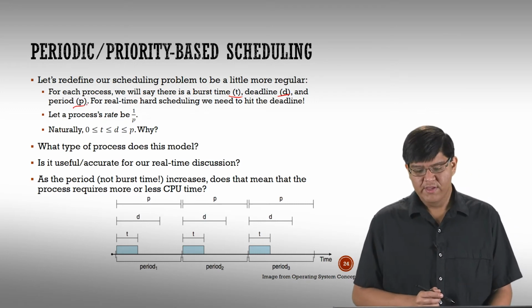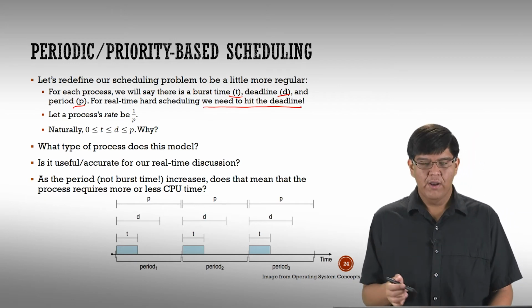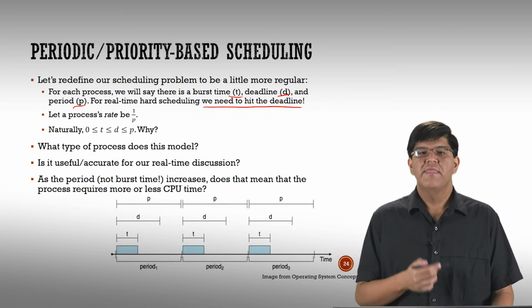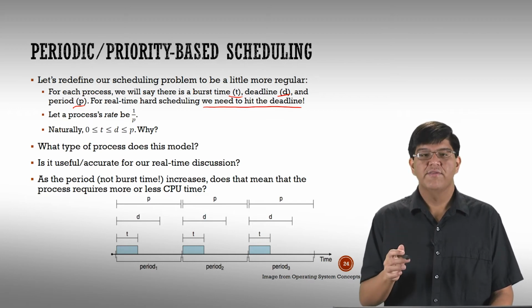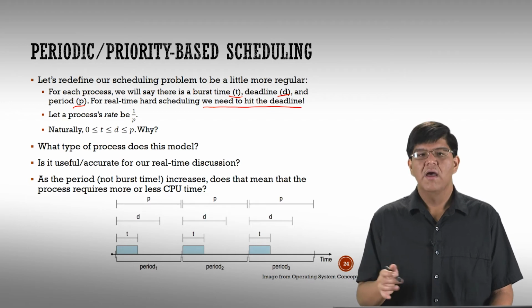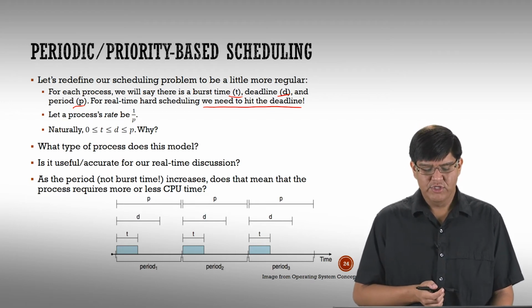Now, for a real-time system, the key is this. We need to hit the deadline. So I mentioned before there needs to be a bound on how long a process takes to run. That we will represent with a deadline. We'll say that there is this deadline, that every time the process runs, it's going to take at most this long. So that's our difference from before. The other difference is simply a notion of period.